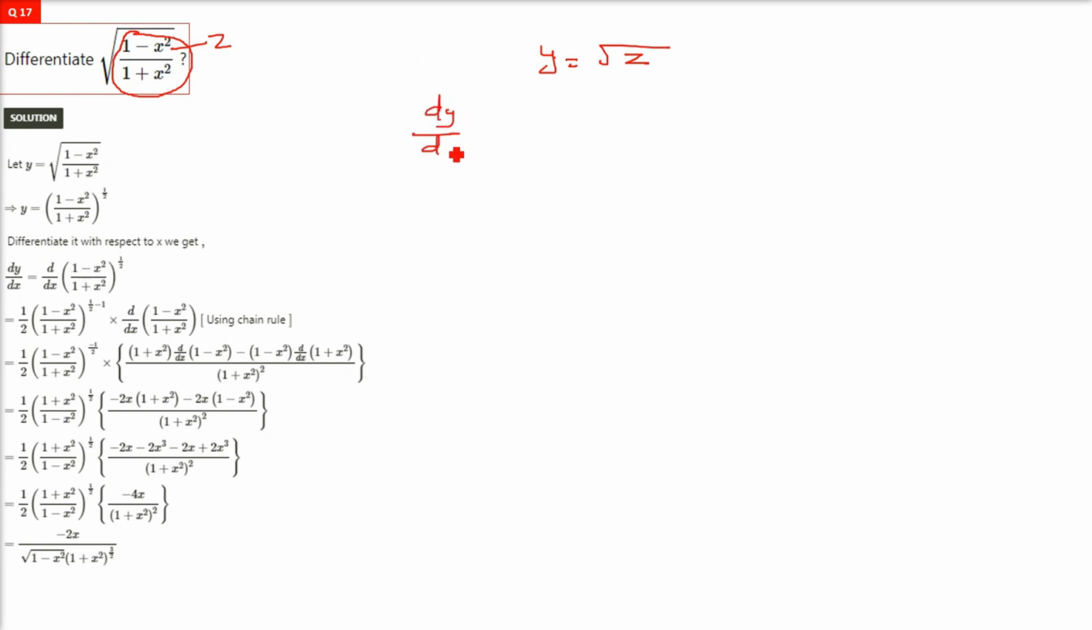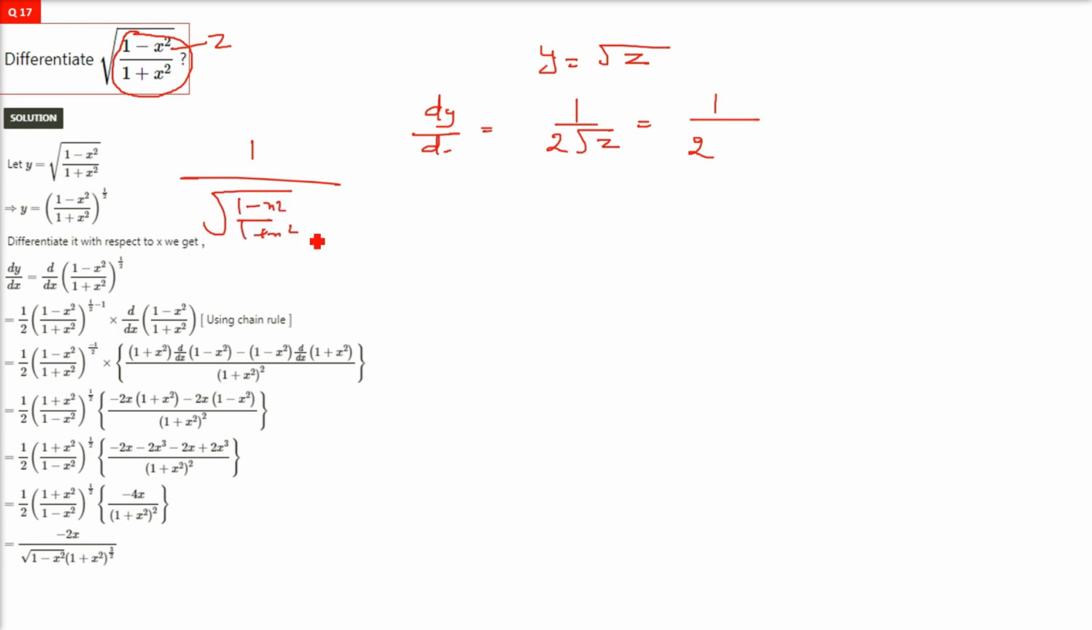For example, if you want to differentiate y equals under root z, it will be 1 by 2 under root z. You know that the differentiation of under root x is 1 by twice of under root x. Then we differentiate this z, which is dz by dx. So this is 1 by 2 under root z, which is in the denominator. Whatever is in the expression has come in the denominator now in the first step. Basically it's 1 by under root of (1 minus x square by 1 plus x square).